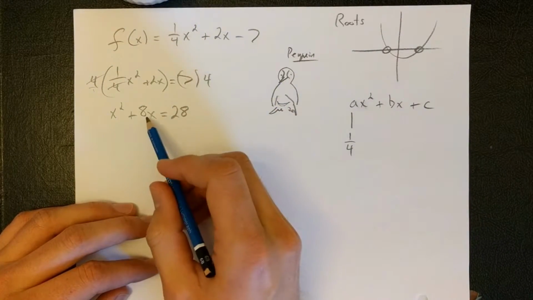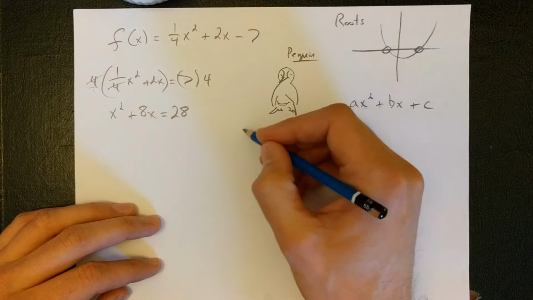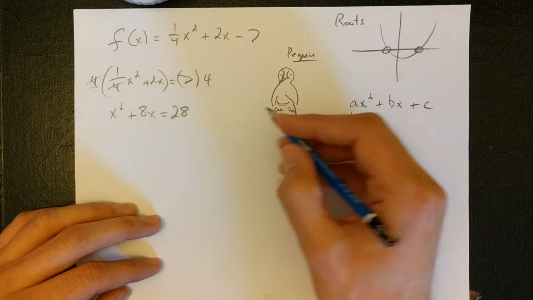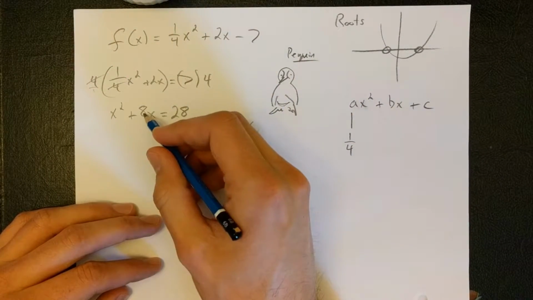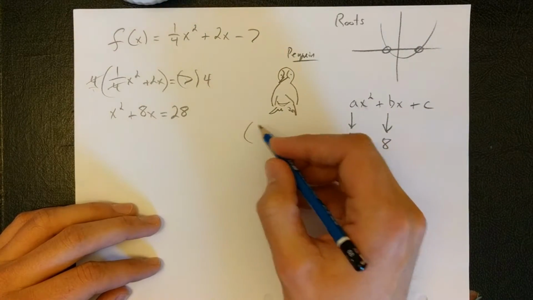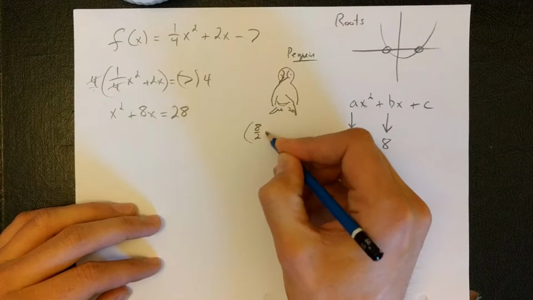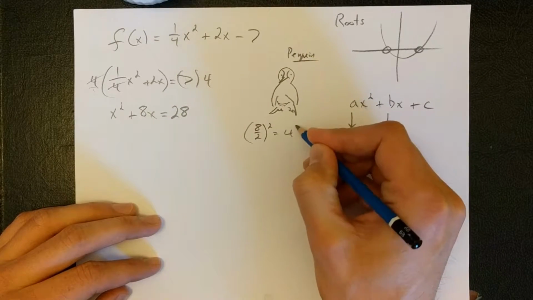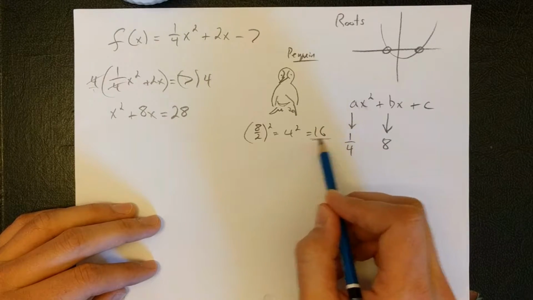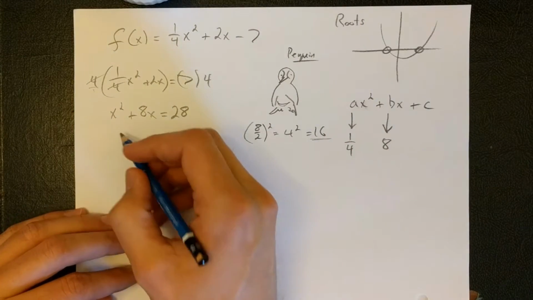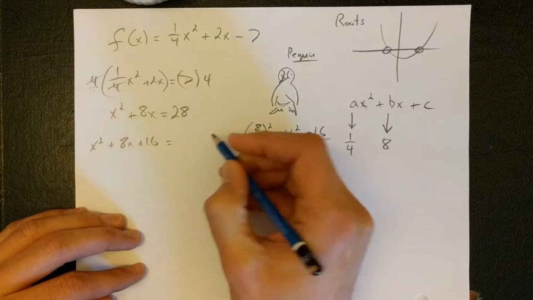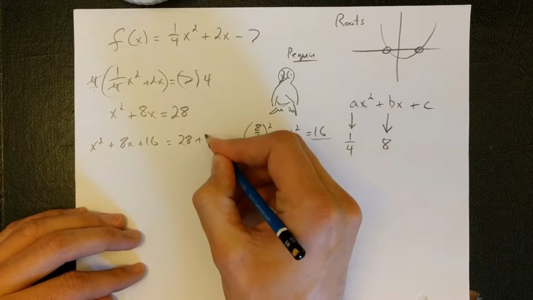Yeah, so the next step is then, over here, the penguin side work area, we're going to figure out what 1/2 of b, which is 8, squared equals. So if we have 8 over 2 squared, that equals 4 squared equals 16. So we're gonna add this to both sides of the equation. So we'll have x squared plus 8x plus 16 equals 28 plus 16.